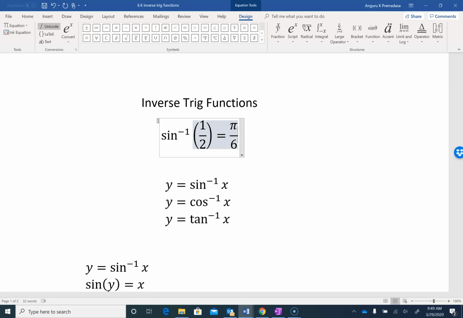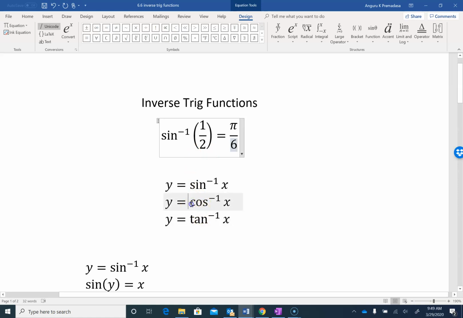Of course, there are several angles in the first quadrant, the second quadrant, and then again in the fifth quadrant when you come back one circle. But you have a convention that you always select the angle between negative pi over 2 and positive pi over 2. But that is trigonometry.